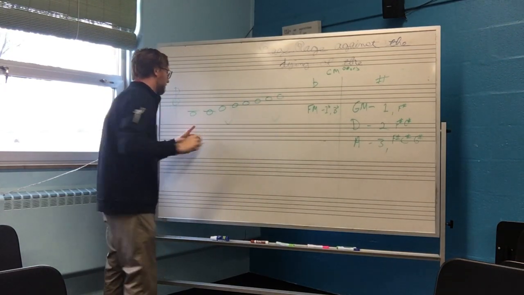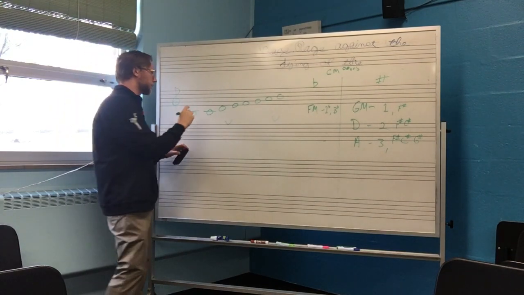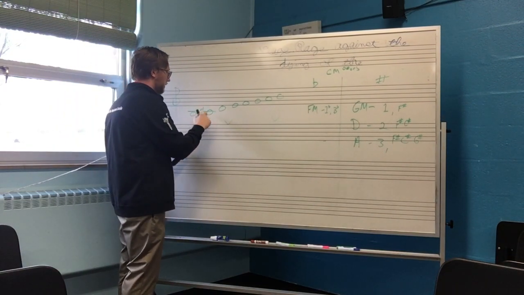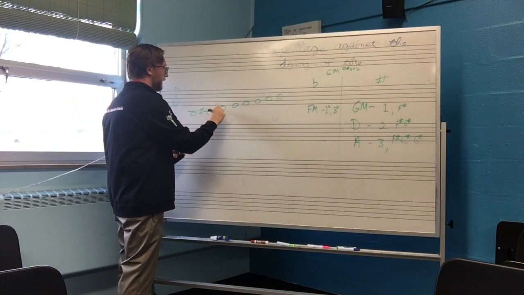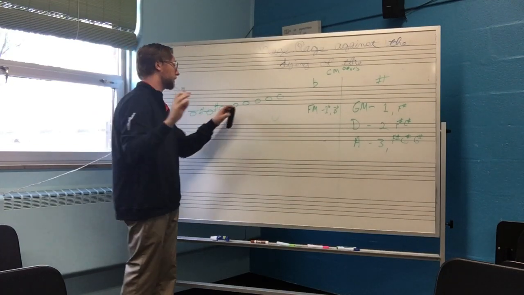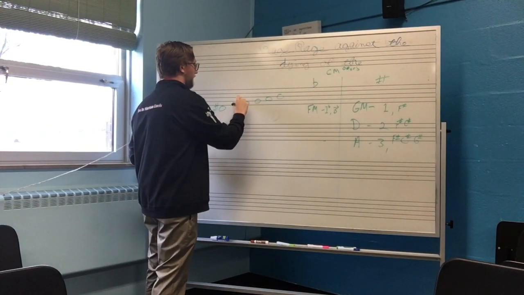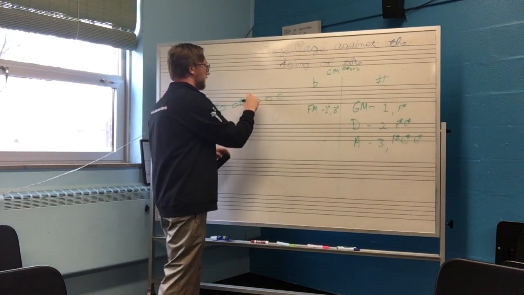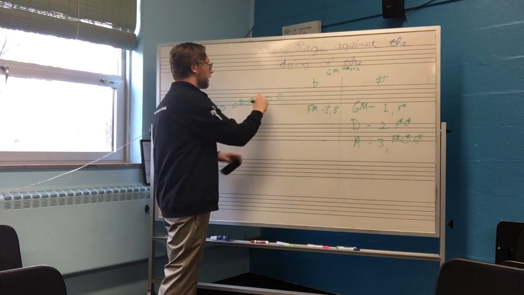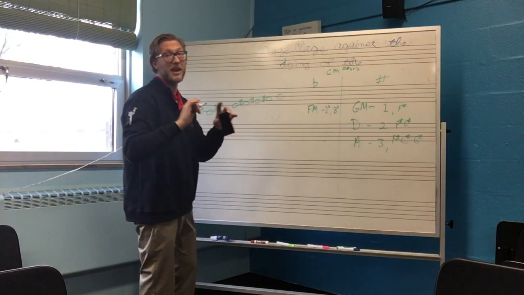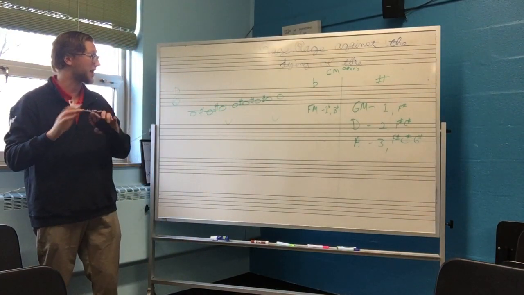B to C, oh shoot, that's a half step, should be whole. D sharp to E, that's a half step, so that's good. E to F, that's a half, needs to be a whole. Same thing here, same thing here. And now A sharp to B is a half step, so we're good.